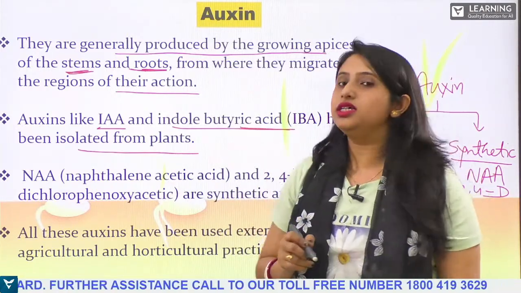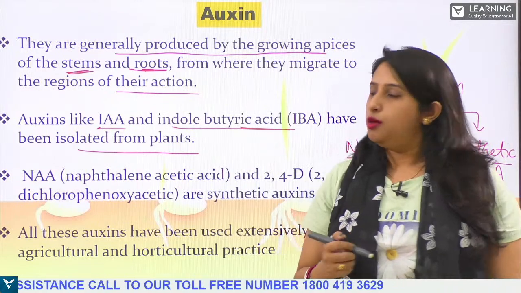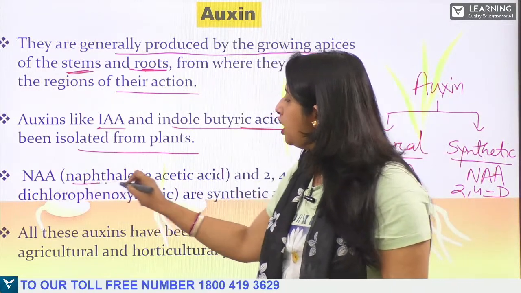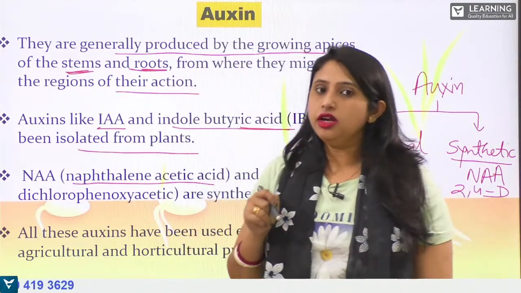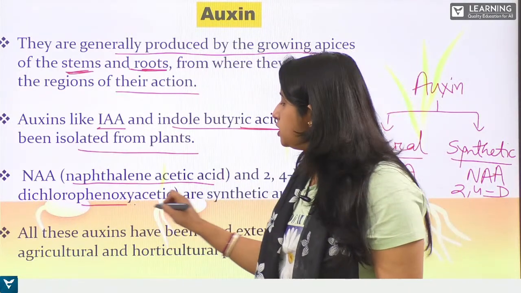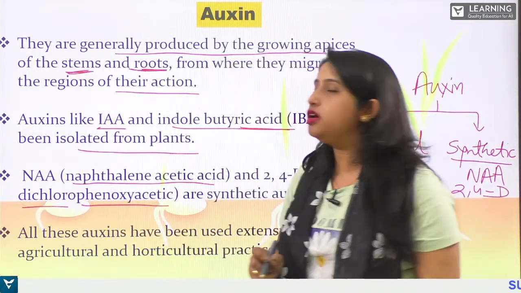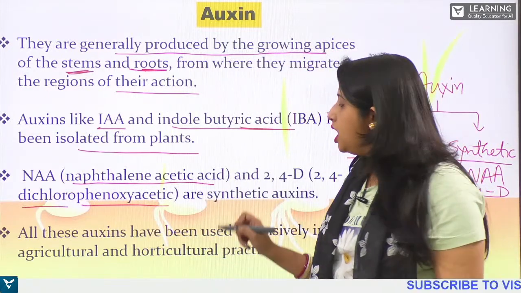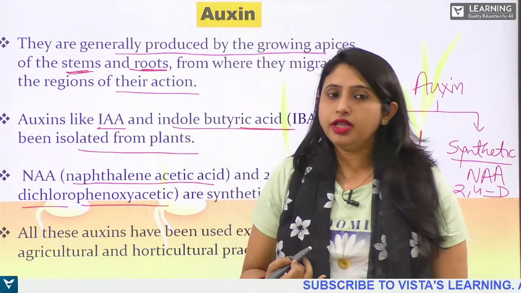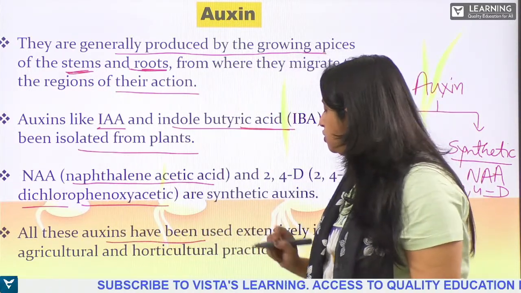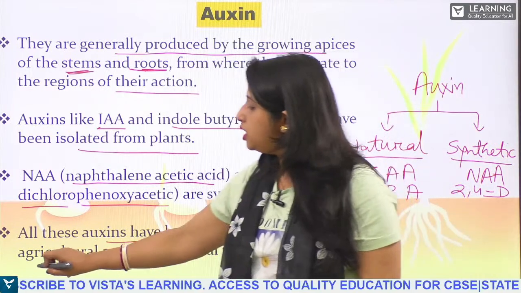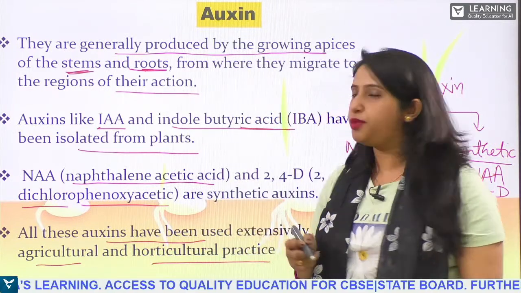Indole butyric acid is isolated from the plants. And next is naphthalene acetic acid, and 2,4-D is dichlorophenoxyacetic acid. These are man-made, these are synthetic. All these auxins have been used extensively in agricultural and horticultural practice.